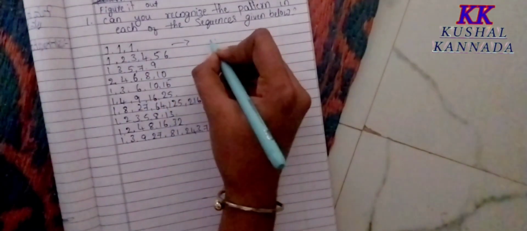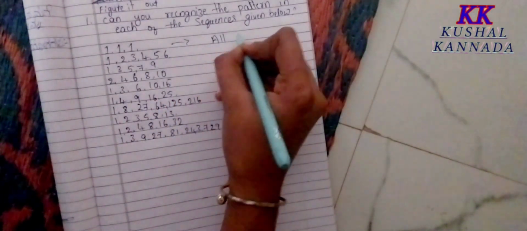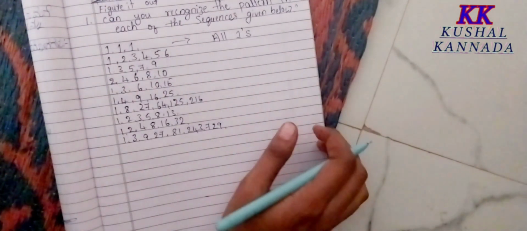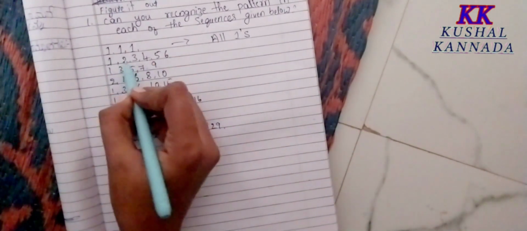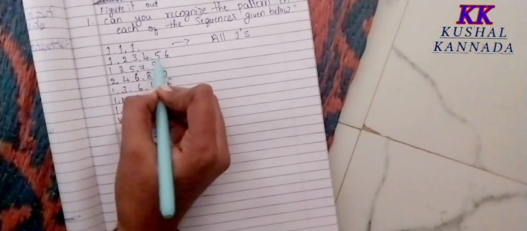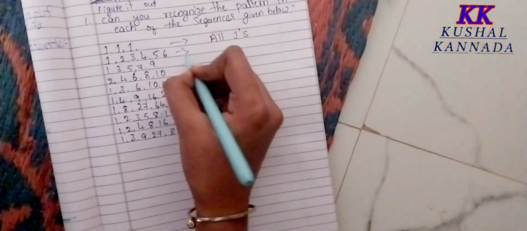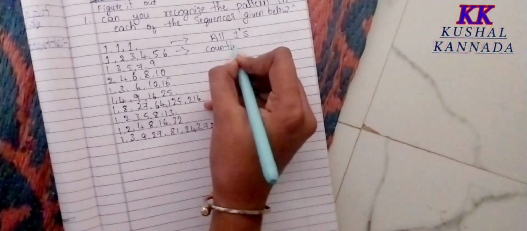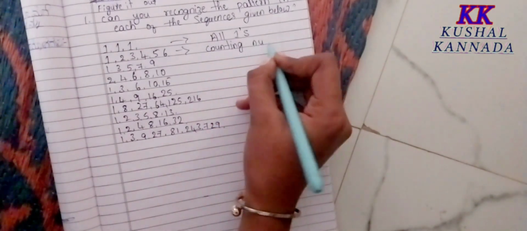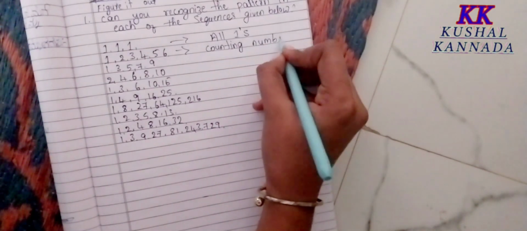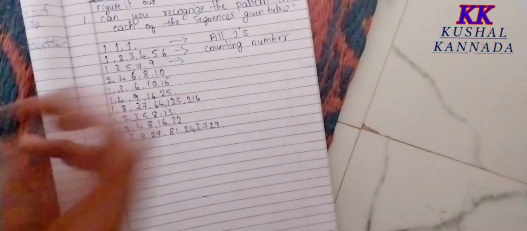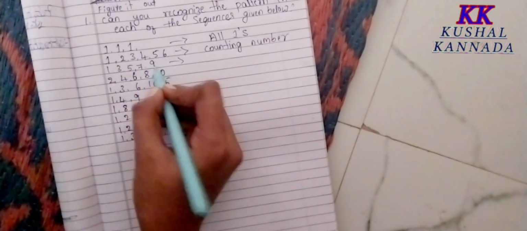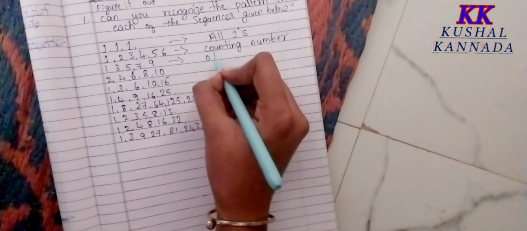First one, all ones. Next, 1, 2, 3, 4, 5, 6. These are all counting numbers. Next, 1, 3, 5, 7, 9. These are odd numbers.